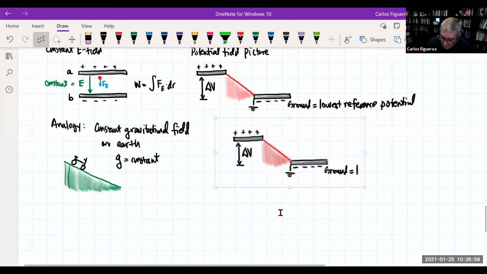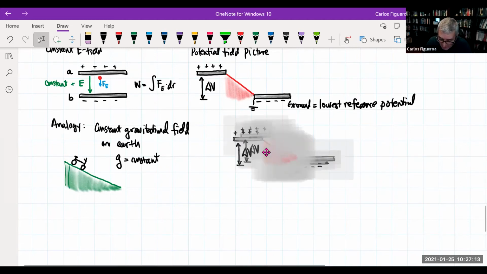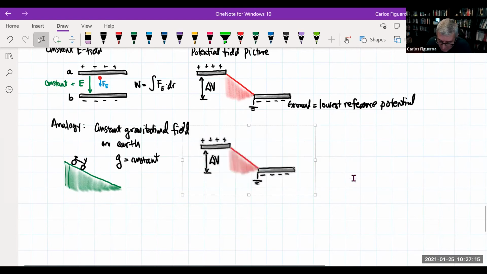So here we go. Now check this out. What we want to do now is say, what is work done? If we want to talk about the work, it turns out that in order to do work, you need two things. You need something to apply the work to an object. So now I'm going to come over here and place a positive charge.